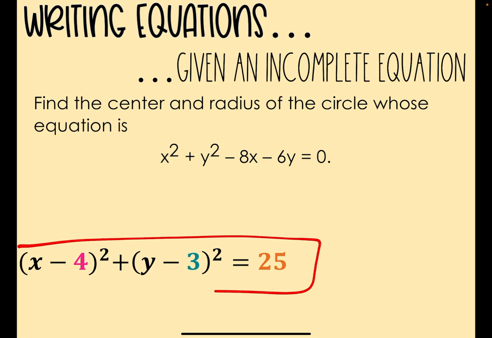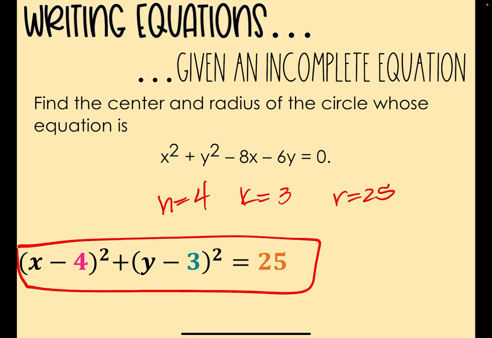This is what you should get as your final equation, with your h value being 4, your k value being 3, and your radius being 25. I might phrase it to you as give me the center, which means you would write it as a coordinate pair as 4, 3, and your radius being 5, sorry.